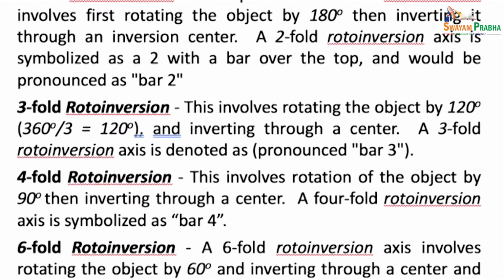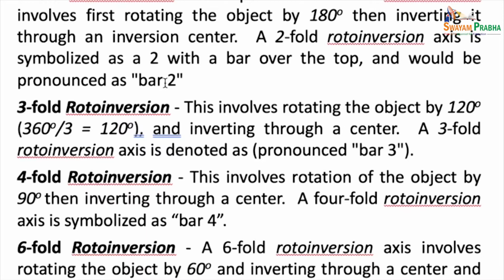So the roto-inversion is very much similar to the rotational axis of symmetry. In fact, it is also called an improper axis of symmetry because here also there is an imaginary line around which the rotation of the object has to take place. So in the twofold roto-inversion, you rotate the object by an angle of 180 degrees, and this is followed by inverting it through an inversion center. A twofold roto-inversion axis is symbolized as bar 2.